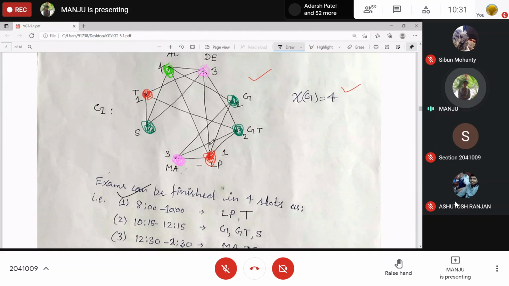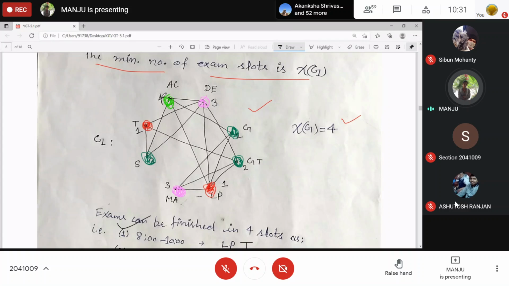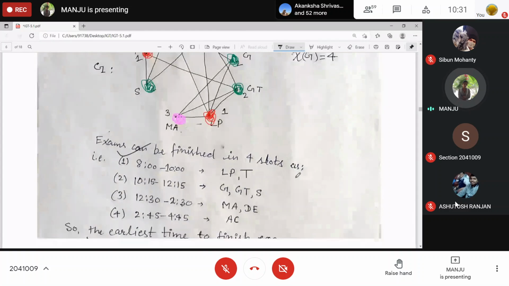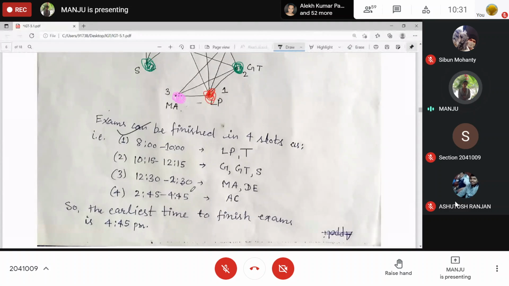So these red ones are the first slot, blue and green is the second slot, and this light pink is the third slot, and this light green is the fourth slot. So the earliest time to finish this exam is in which slot? This slot. So the time is 4:40.